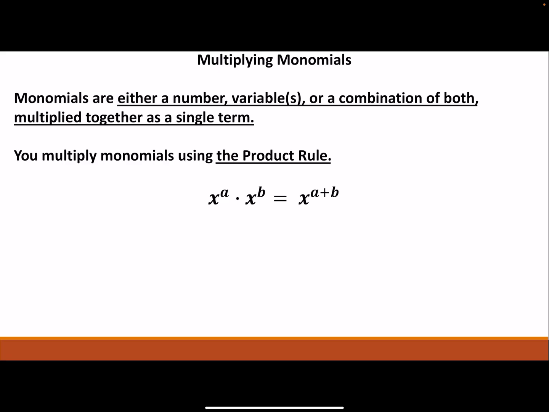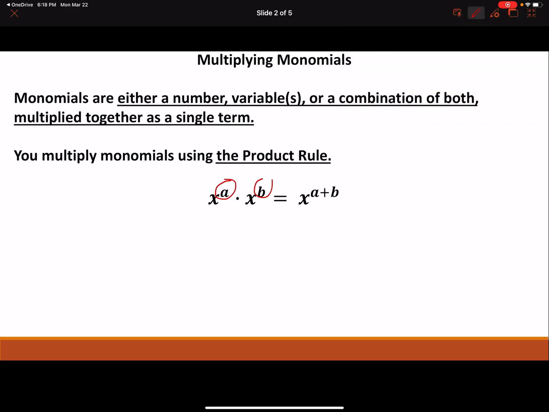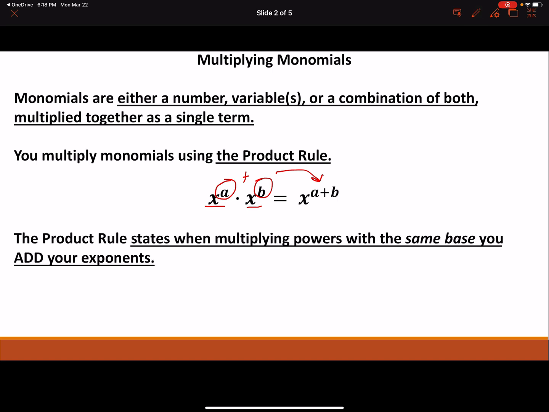So if I have x raised to the a times x raised to the b, I can simply take those two exponents, because my base is the same, and add them together. So that would now look like x to the power of a plus b. The product rule states when multiplying powers with the same base, you add your exponents.